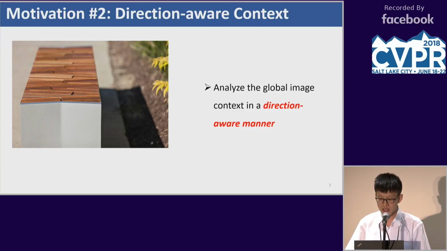Look at this image. When we compare region A and region B, we can see that region B gives a strong indication that A is a shadow. But when we look at region A and region C, it's hard to tell whether A is a shadow from the image context in region C.